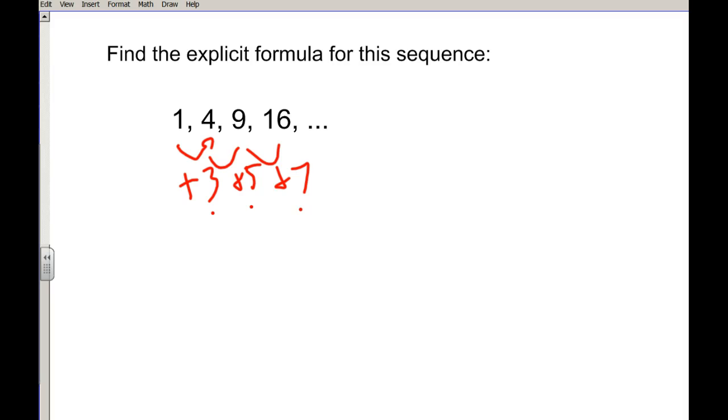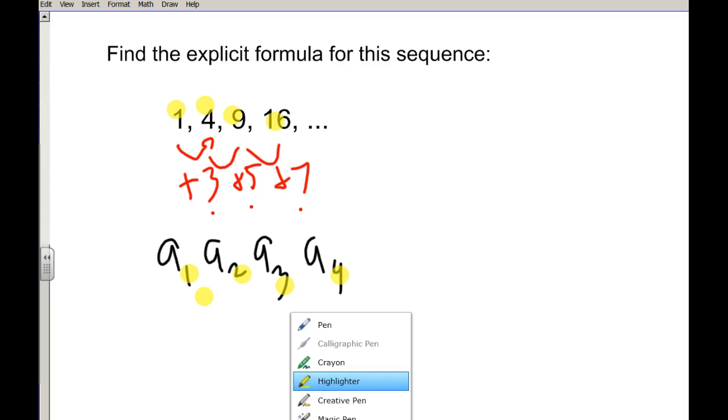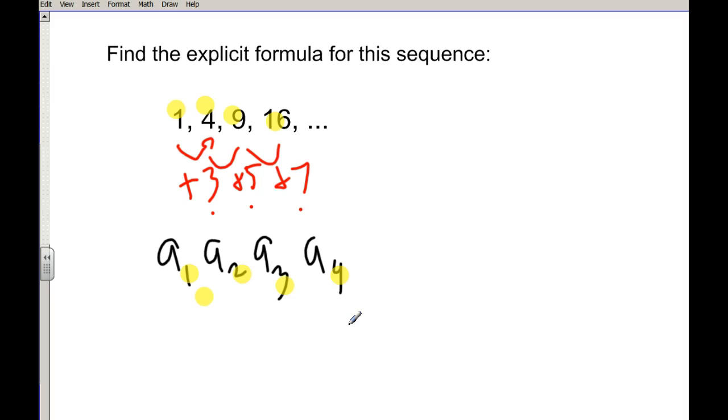Sometimes it helps, if you're having trouble with this section, to think through and say, okay, a sub 1, a sub 2, a sub 3, a sub 4. I actually write those out and look at them. 1 goes with that number, 2 goes with that number, 3 goes with that number, 4 goes with that number. So when n is 1, it's 1. When n is 2, it's 4. When n is 3, it's 9. When n is 4, it's 16. You may see the pattern more easily when you look at it that way.